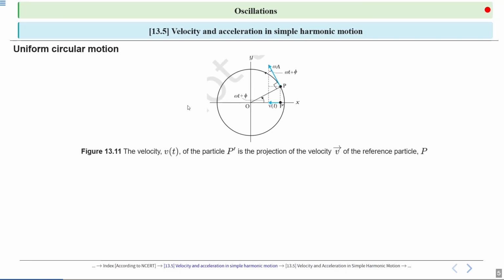Alright, 13.5 velocity and acceleration in simple harmonic motion. Let's start by looking at uniform circular motion. So in the figure 13.11 we see a particle moving in a circle at a constant speed. The velocity of the particle shown as v of t is actually the projection of the velocity vector of a reference particle moving around the circle.